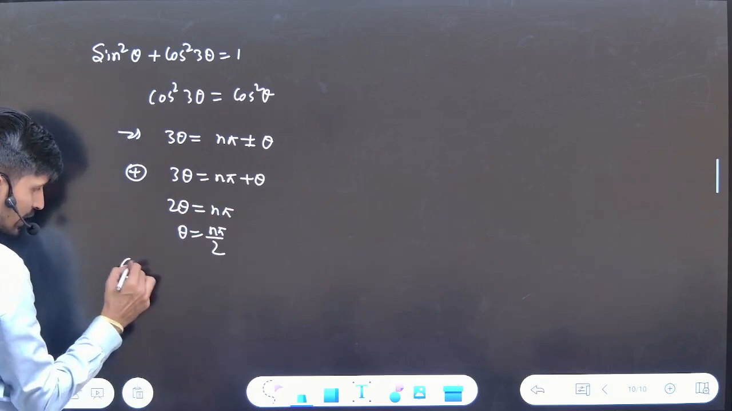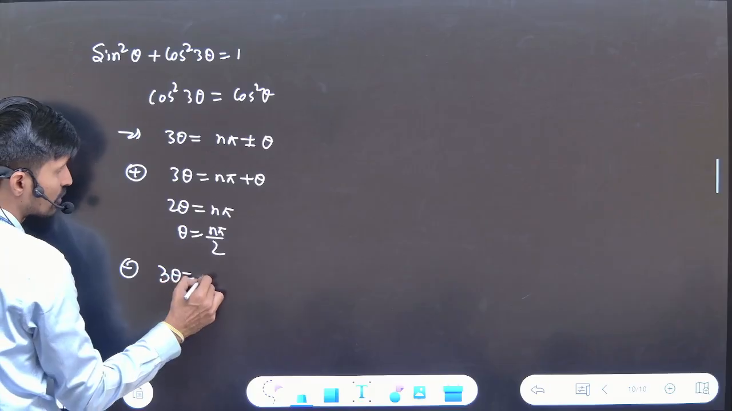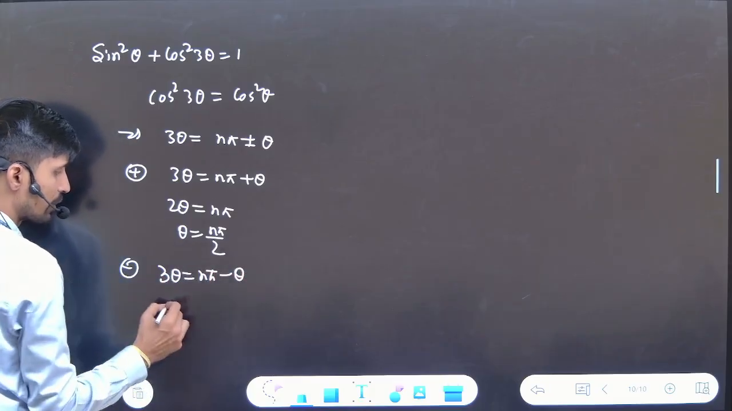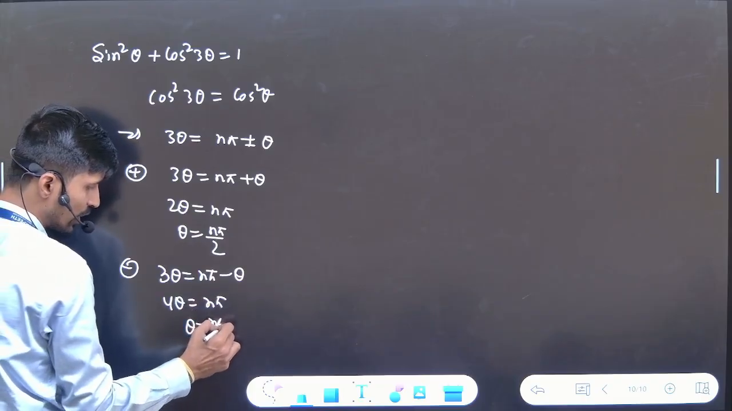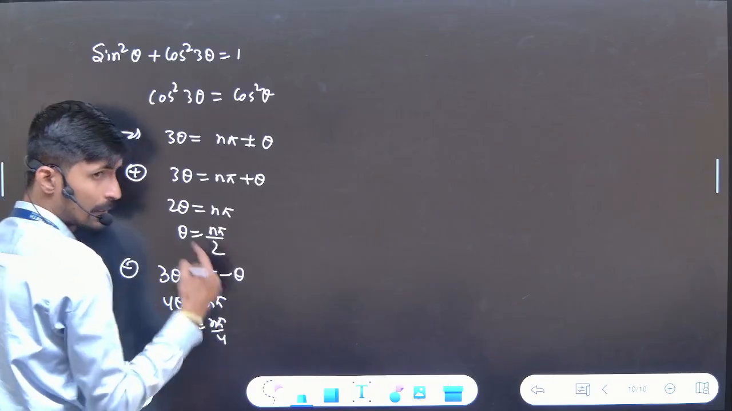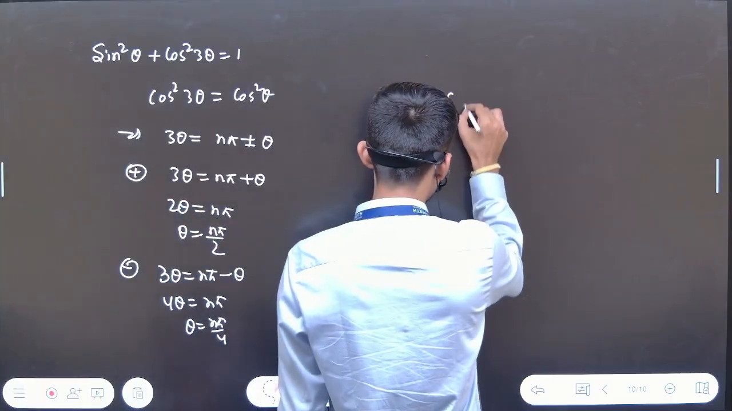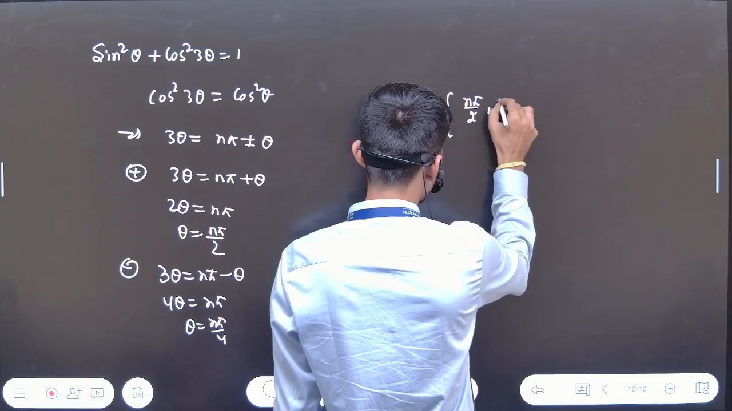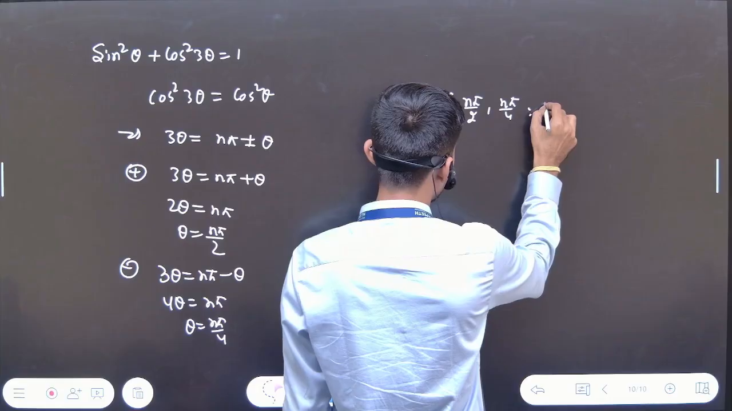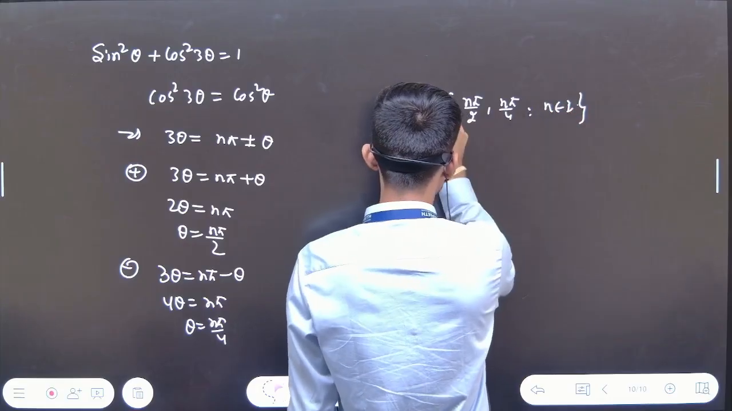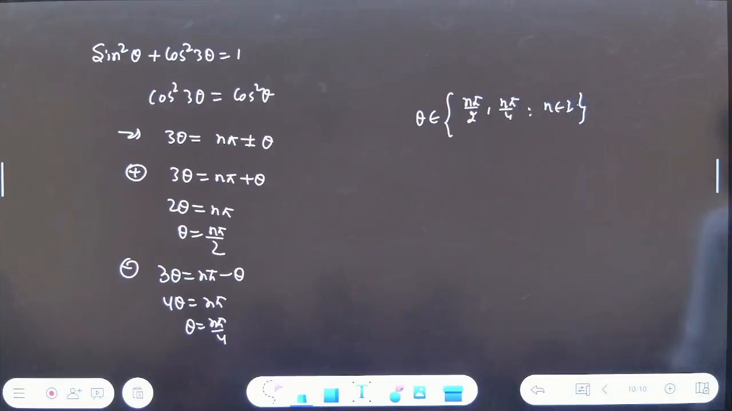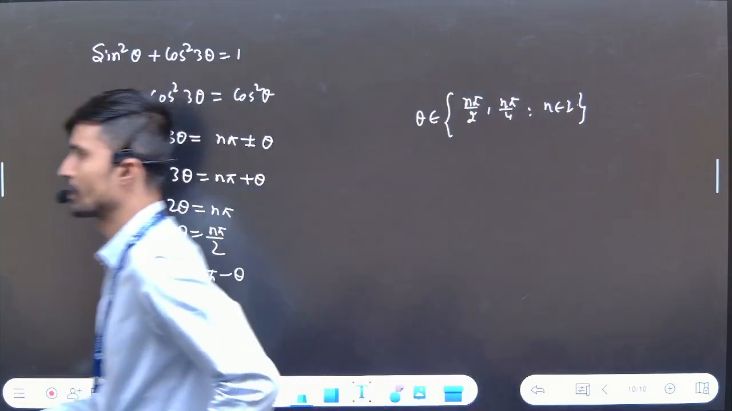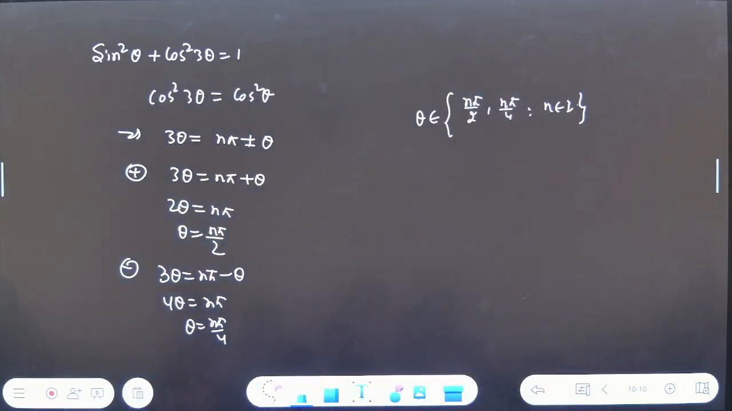Now take the minus sign. You will get 3 theta is equals to n pi minus theta. Minus theta will come this side. 4 theta is equals to n pi. Theta is equals to n pi by 4. This is the second answer. Now both answers we will write: n pi by 2, comma, n pi by 4, where n belongs to integers, and this is what theta is. So we are writing the general solution for all these equations. Okay.